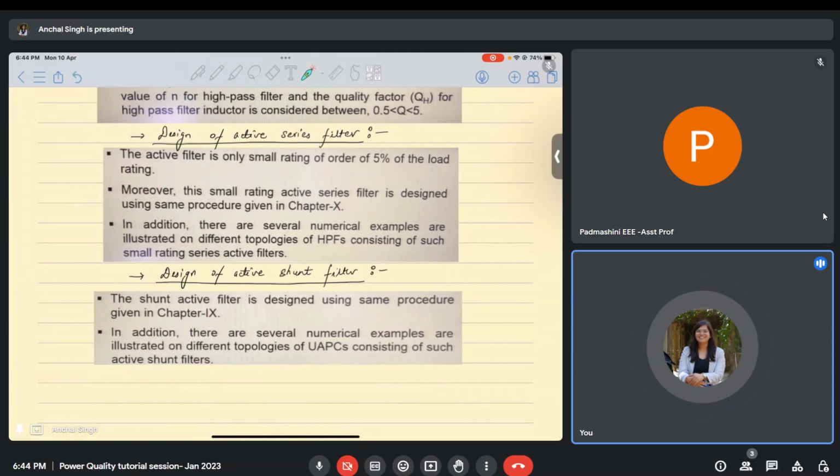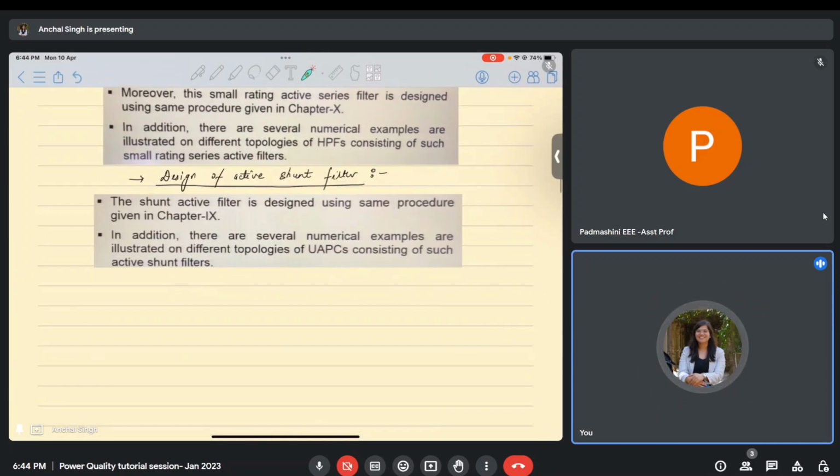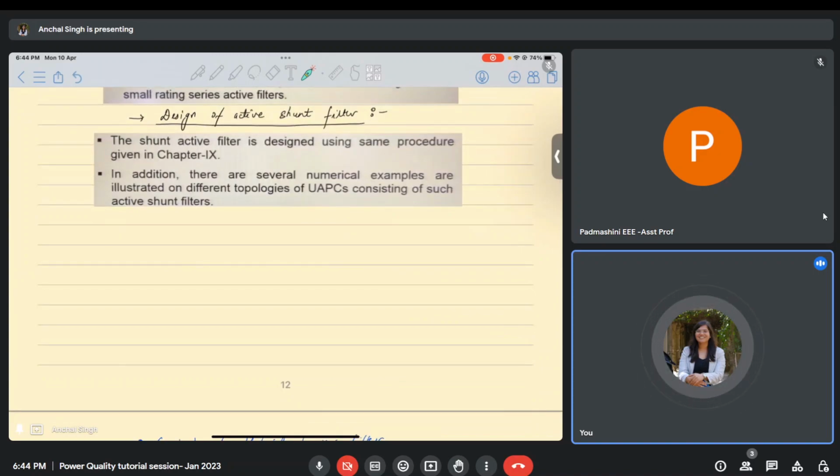Now, when we come to the active series filter part, we know that the rating of this filter is only 5% of the load rating. Using this sizing, we can design the whole filter using the same procedure we have used for designing the active series filter. In addition, there are several numerical examples that we'll be discussing ahead in order to make this clear. Then if you want to take care of the design of the active shunt filter, again, we'll use the same procedure that we have been discussing for design of individual active shunt filter.